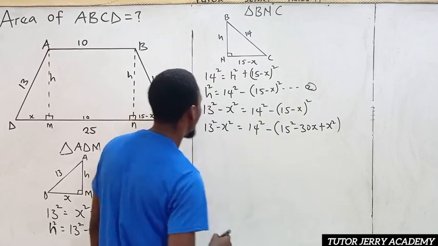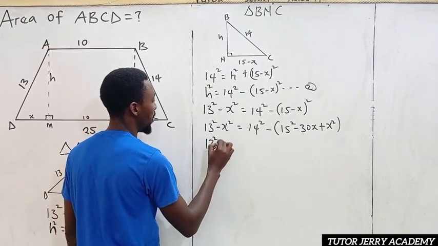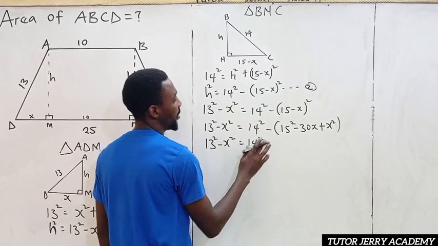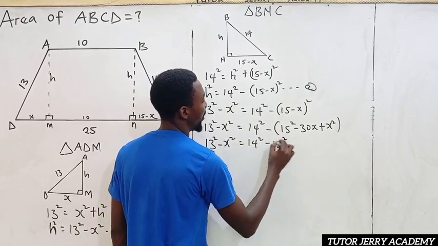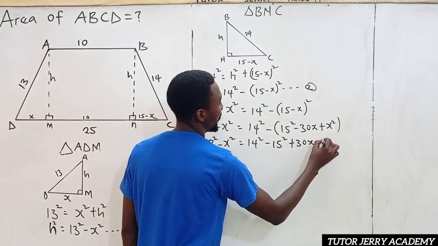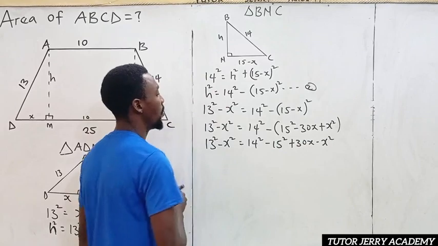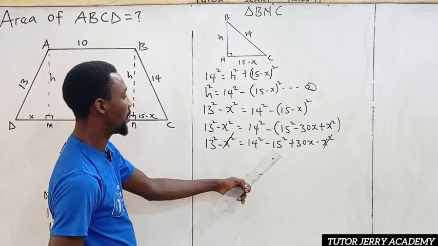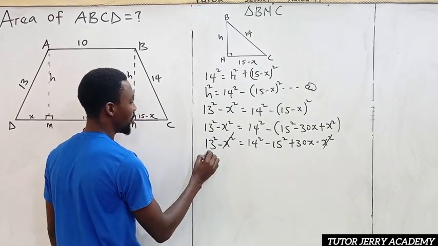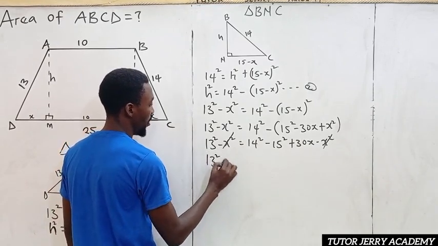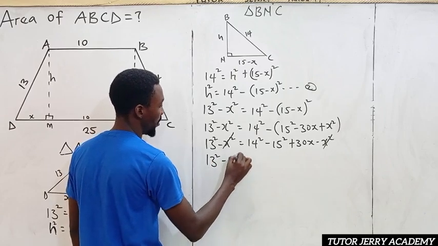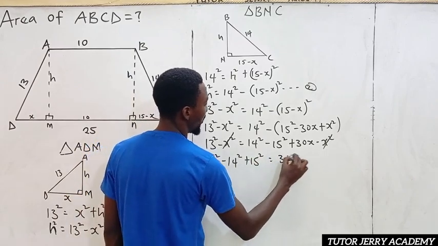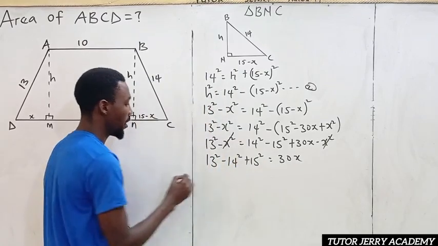All right. So then we are going to have 13² − s² equals 14² minus (minus times this), that is minus 15² + 30s − s². Now if we look at this critically, s² will cancel with this s². So if I move all the numbers to the other side, I'm going to have 13² − 14² + 15² equals 30s.